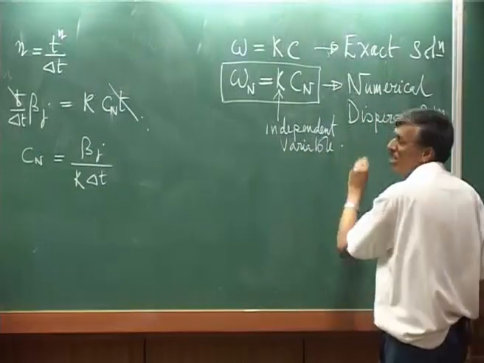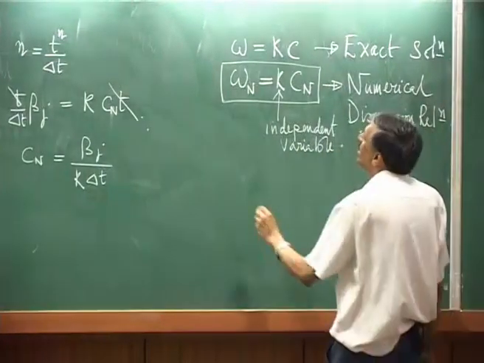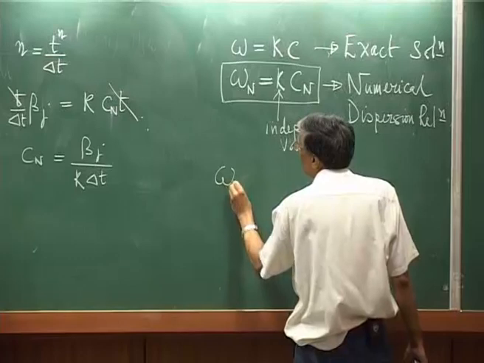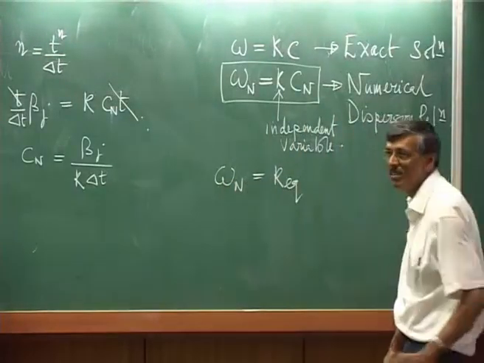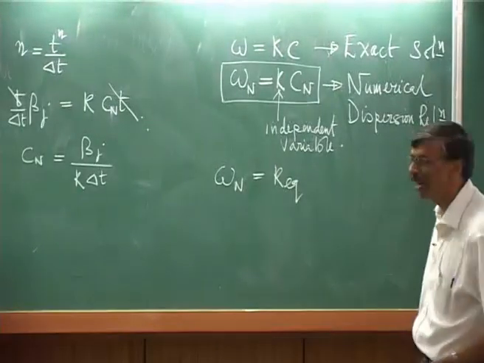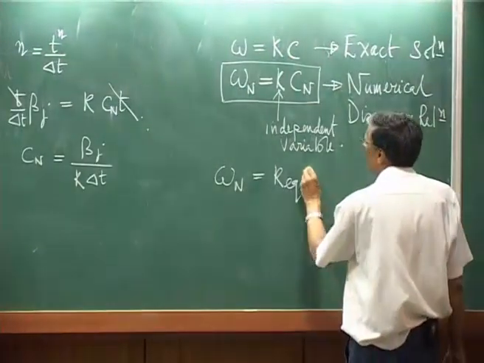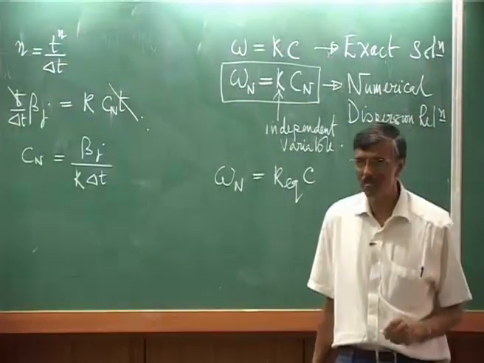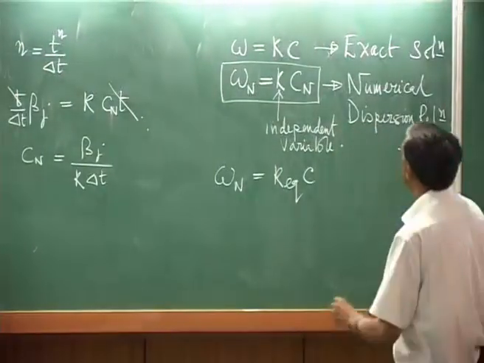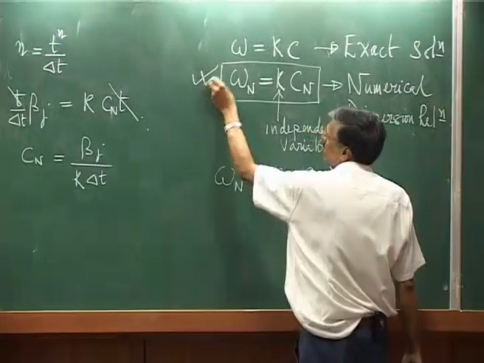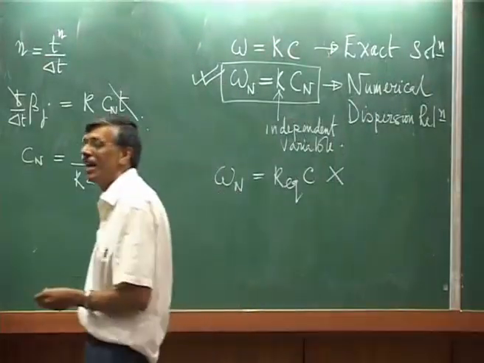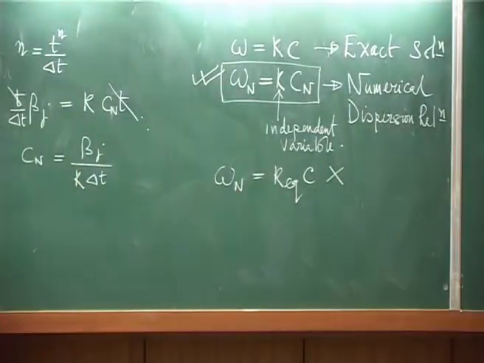You know what people were doing wrongly before? They were just simply writing omega n as what we have done in the beginning of the class, change k to k equivalent and then multiply by c. So, this is wrong, whereas this is the correct way of expressing the dispersion relation.